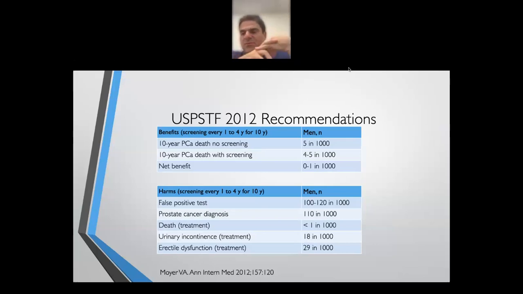False positive, 100 to 120 in 1,000. Prostate cancer diagnosis was 100 in 1,000. Death was less than 1 in 1,000. Incontinence was 18. Erectile dysfunction was 29. This is from screening. Next.